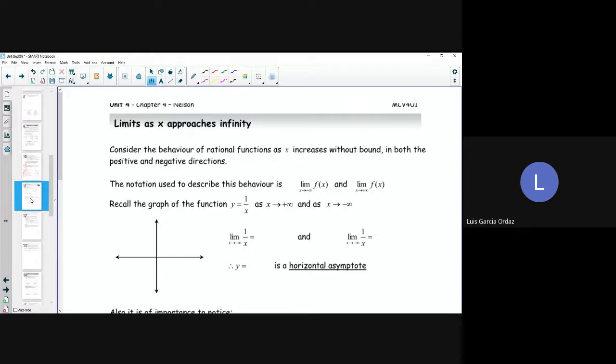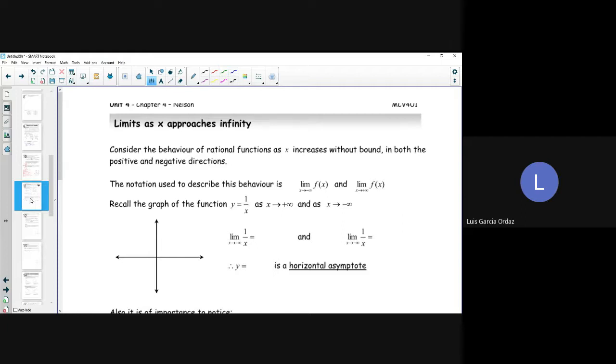So now the limits as x approaches infinity. So consider the behavior of rational functions as x increases without bound in both the positive and negative direction. So notation usually describing this behavior is the limit as x approaches negative infinity of f of x, and the limit as x approaches positive infinity of f of x. Recall the graph of the function y is equal to 1 over x as x approaches positive infinity and as x approaches negative infinity.